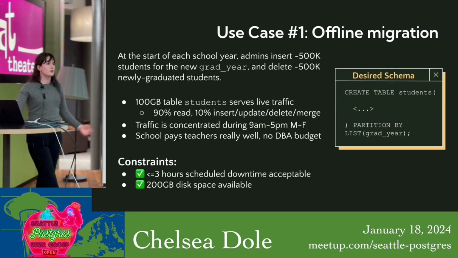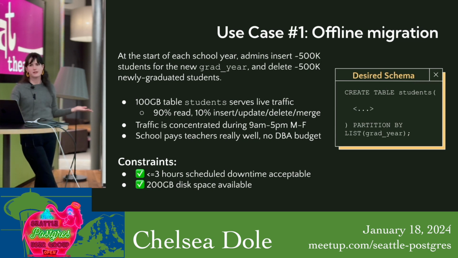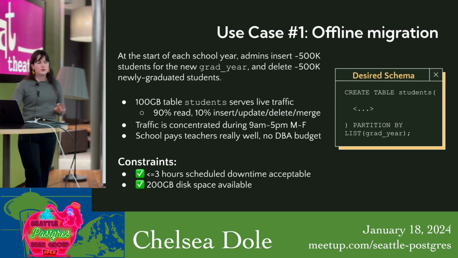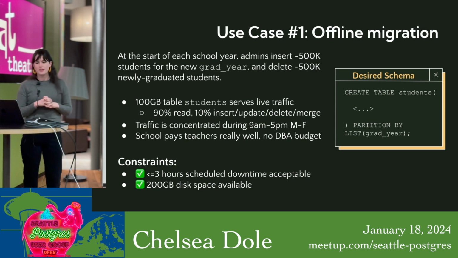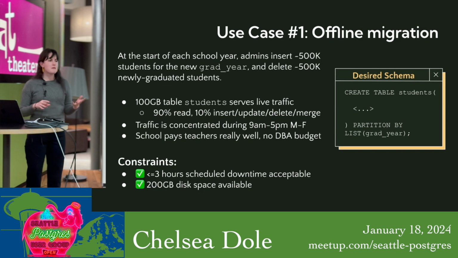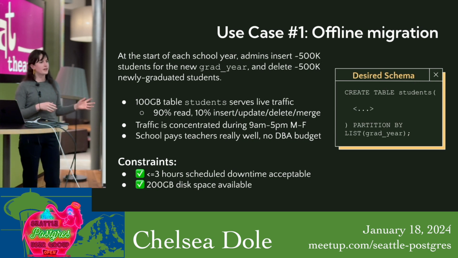It's some sort of school admin site, so it's like 90% reads, not super high writes or updates. Traffic is also very much concentrated on normal business hours, and also the school pays teachers super well, so they have no DBA budget. They just don't really want to mess with any of this. So if you boil all those constraints down, we have maybe 3 hours acceptable downtime. They're fine with it. It's 9 to 5. And also, they have a ton of extra disk. It's a 100 gigabyte table, but they have 200 gigs of free space.